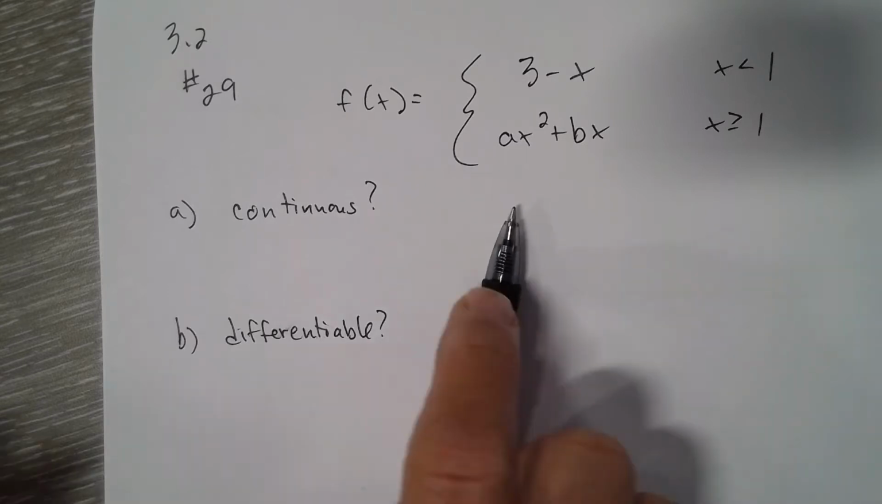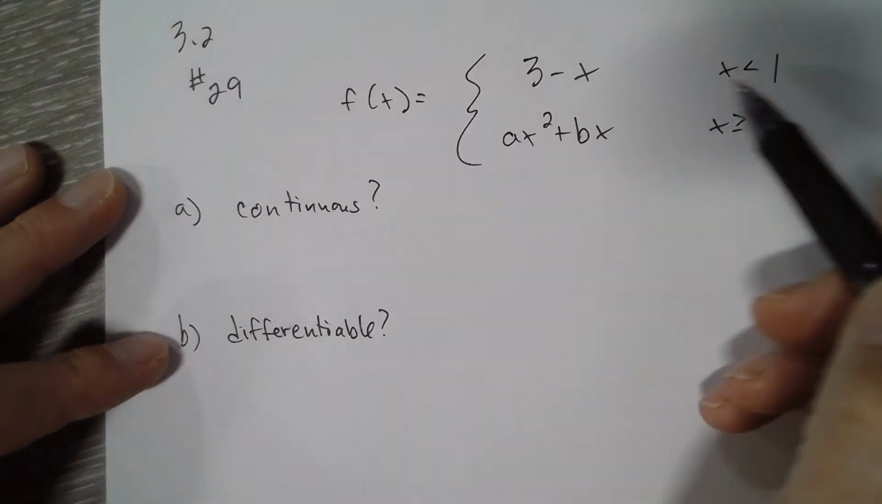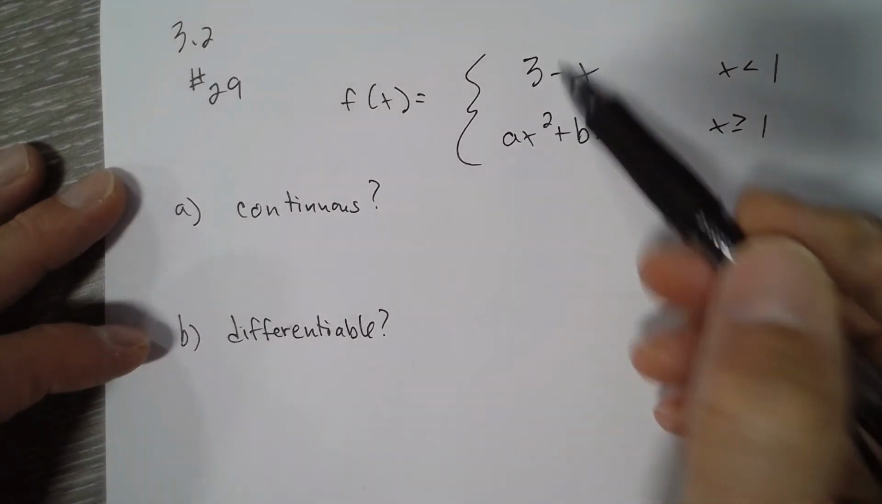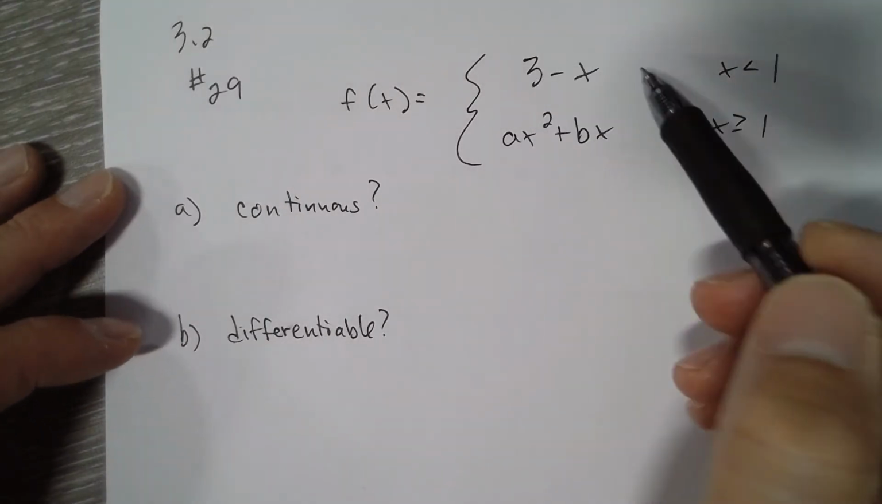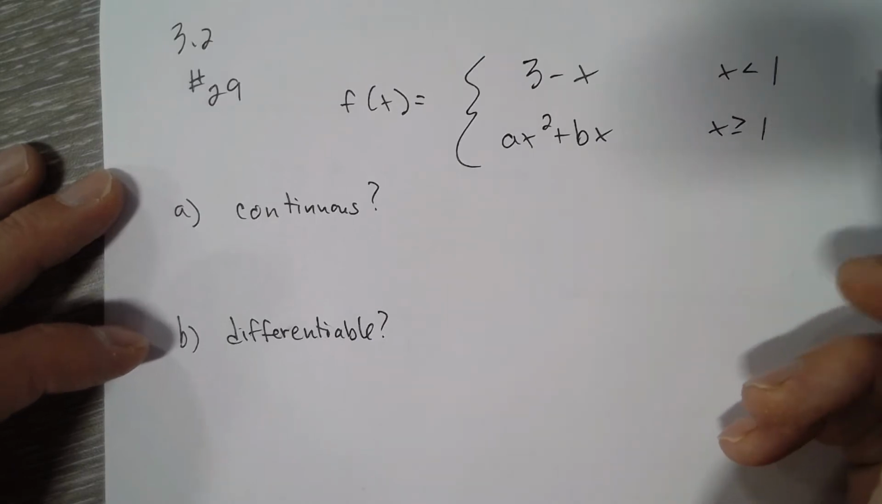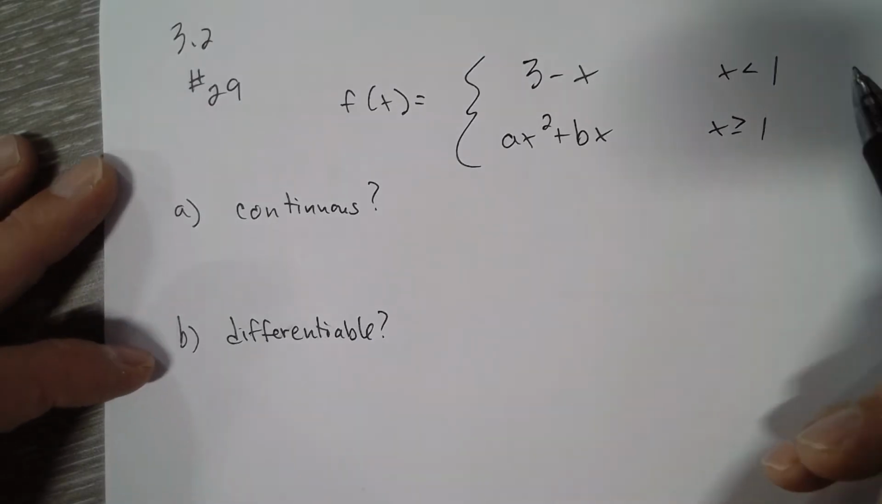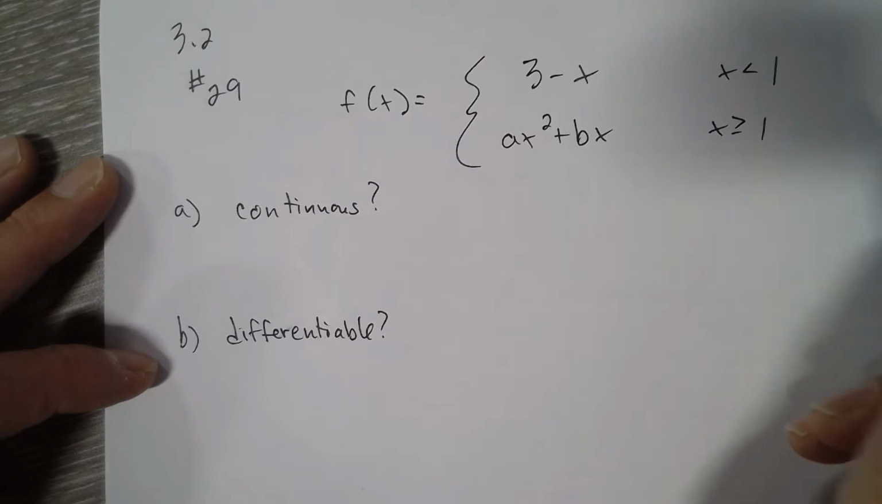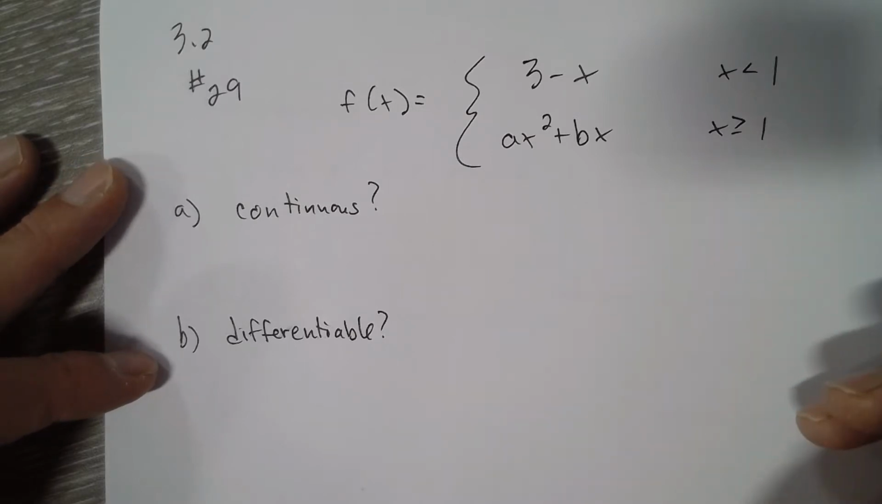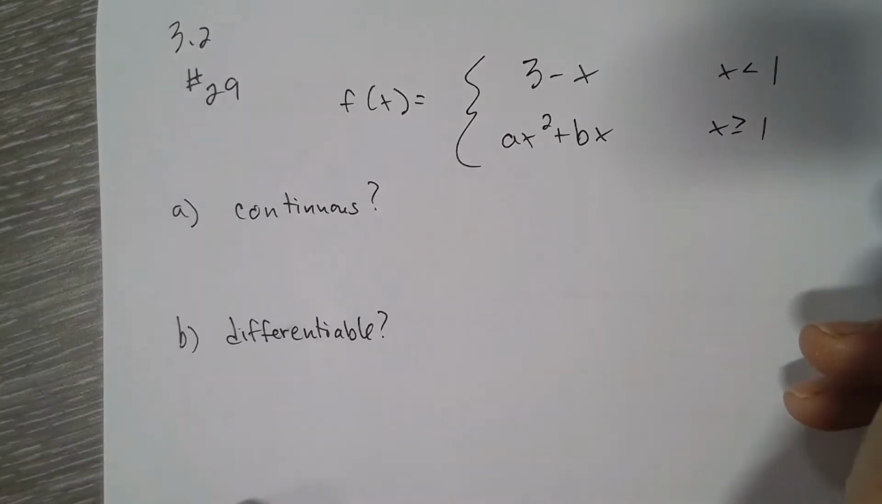So if it's going to be continuous, that means they have to meet. It's a piecewise function. This is a line, this is a parabola, so within these intervals, they're going to be continuous. The only question is, when they meet up, is it continuous? Well, if they have the same y value at that point, then it would be continuous.